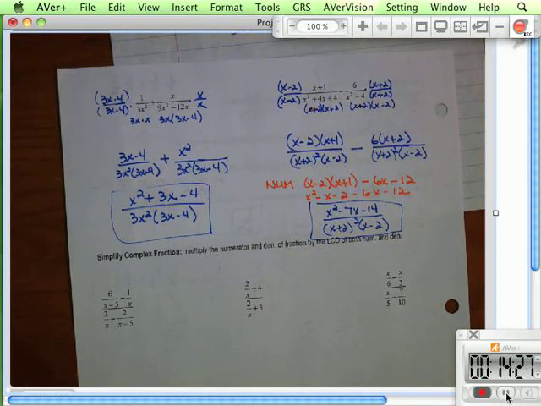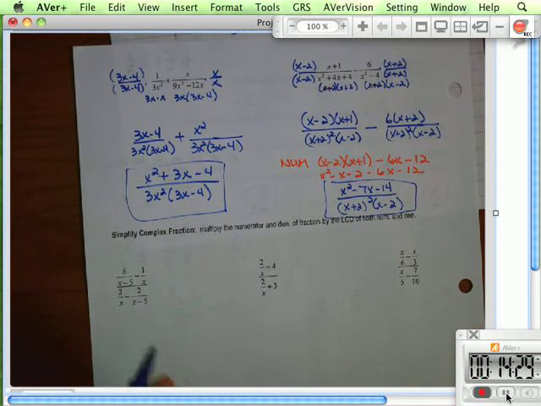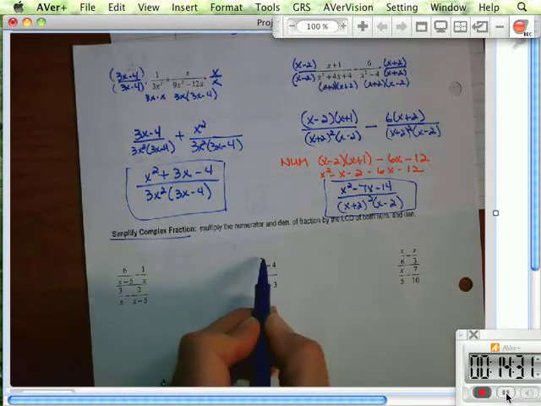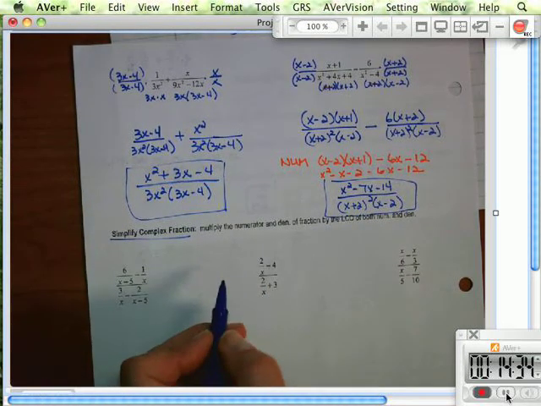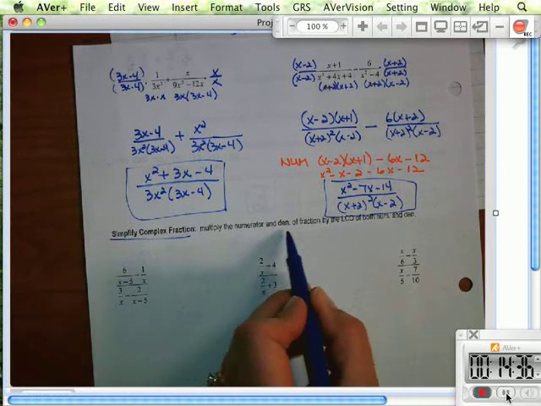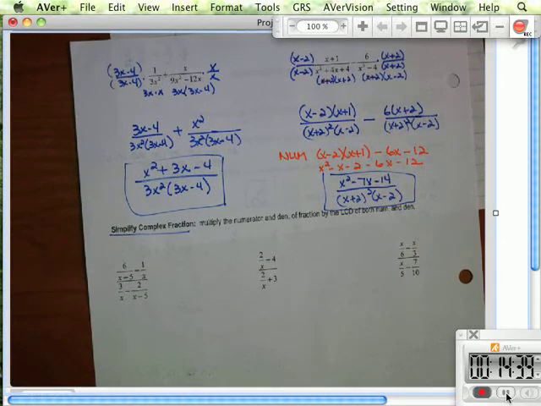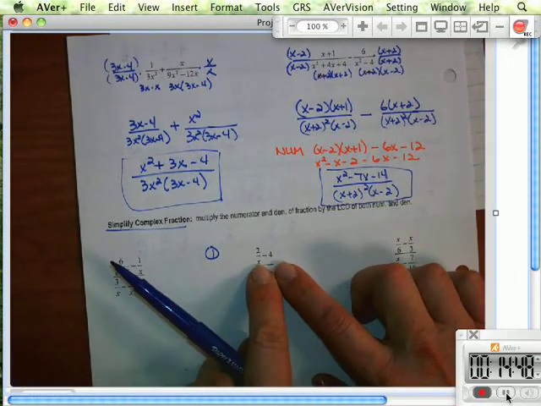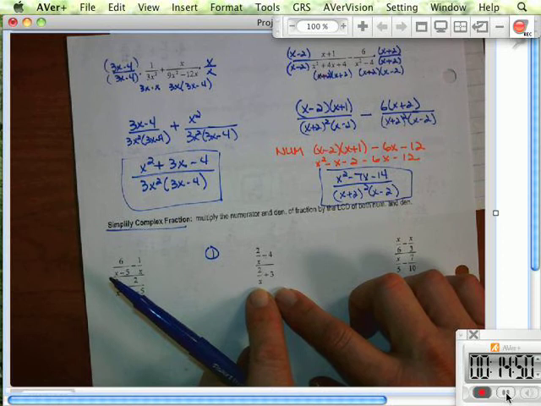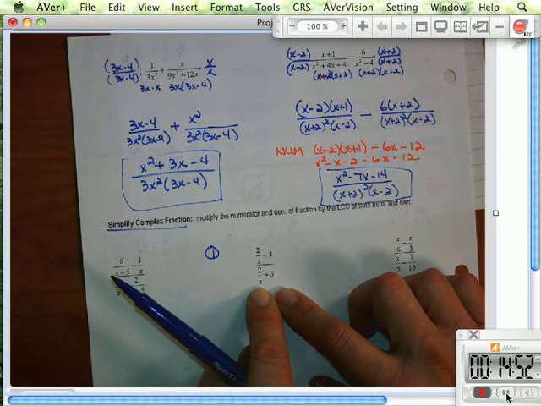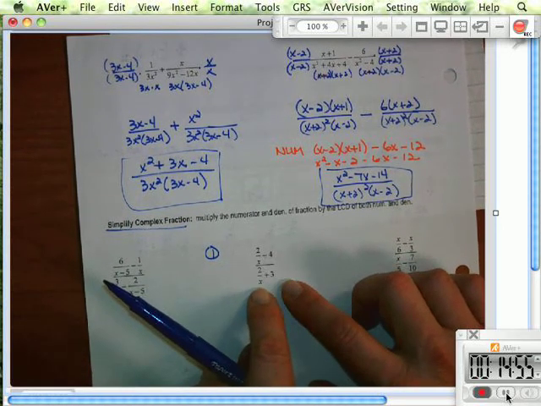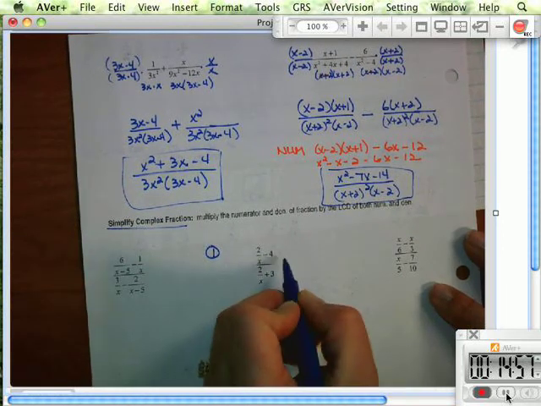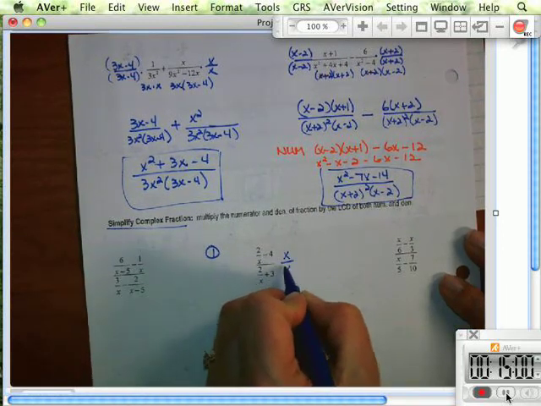Okay, we're going to start with this one down here. These are complex fractions because they have a fraction in the numerator and the denominator. Multiply the numerator and the denominator of each fraction by the LCD of both the numerator and the denominator. So let's start with this one here. If I look here and I look here, what's the common denominator? It's just x. The denominator in both the numerator and the denominator is just x. So I'm going to multiply the top and the bottom by x. X over x.